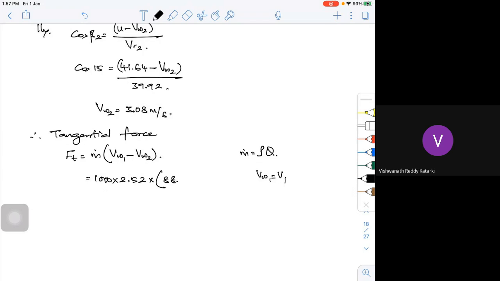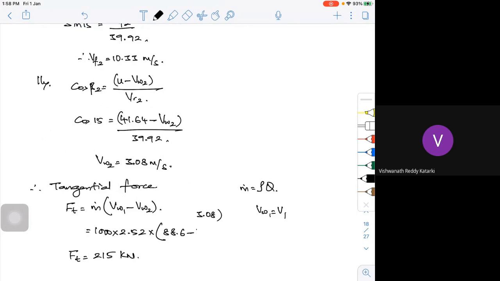88.6 minus Vw2, just now we found it is 3.08. If I substitute, I am getting my Ft as roughly around 215 kilonewton. So this is the force, the tangential force exerted by your turbine. I have found all the things.